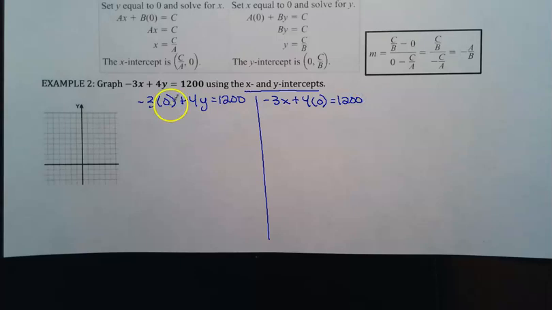Okay, so really quickly we put 0 in for x in one equation, 0 in for y in the other. So that leaves us with, because negative 3 times 0 just leaves us with 4y, so we divide by 4 and we have y equals 300. So this is 0, comma 300.